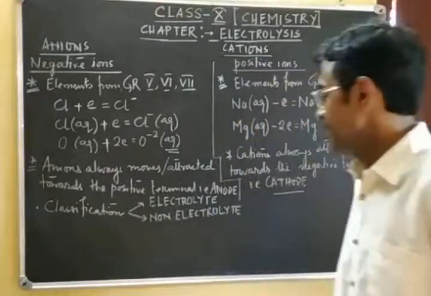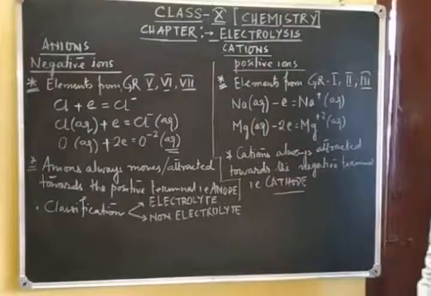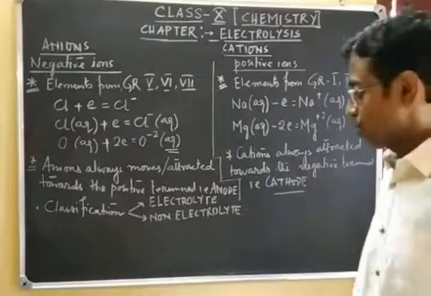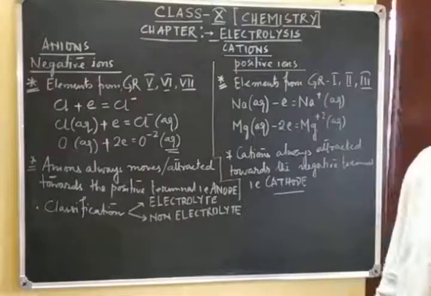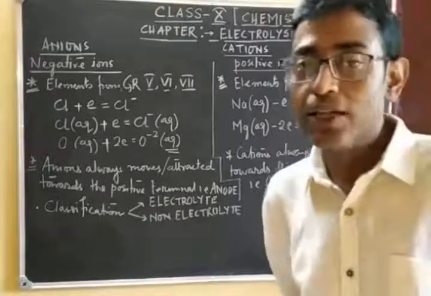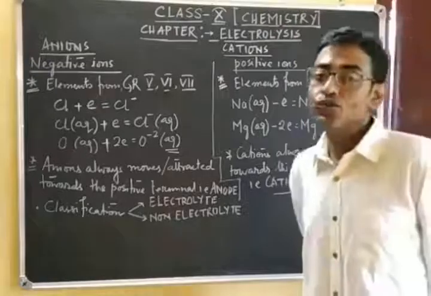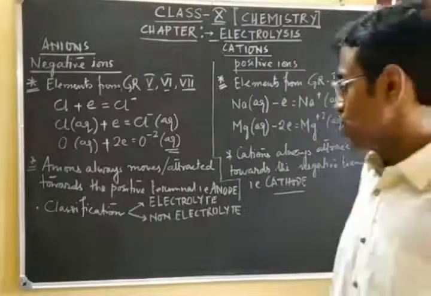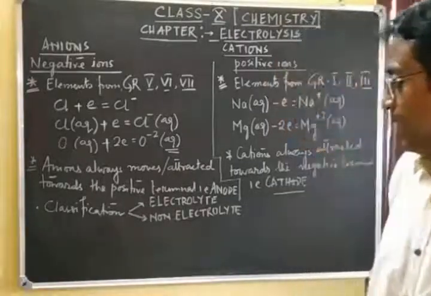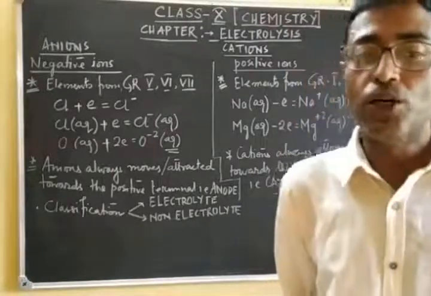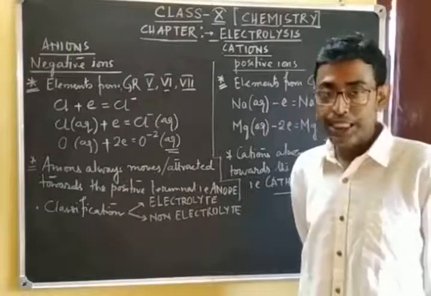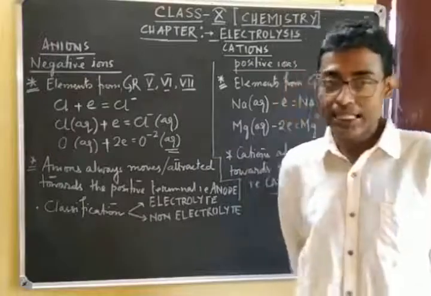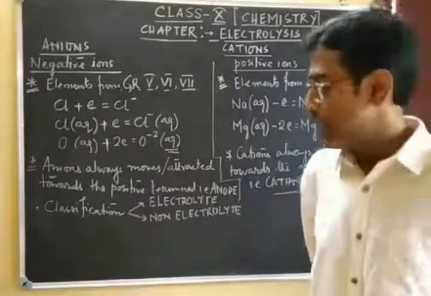So what are electrolytes? The compounds which undergo electrolysis in the molten or fused state are called electrolytes. And non-electrolytes are the substances which do not undergo dissociation in the molten or fused state when electric current passes through them. So the compound which undergoes dissociation with the passage of electric current is called an electrolyte, and the compound which does not undergo dissociation in the fused or molten state with the passage of electric current is called a non-electrolyte.